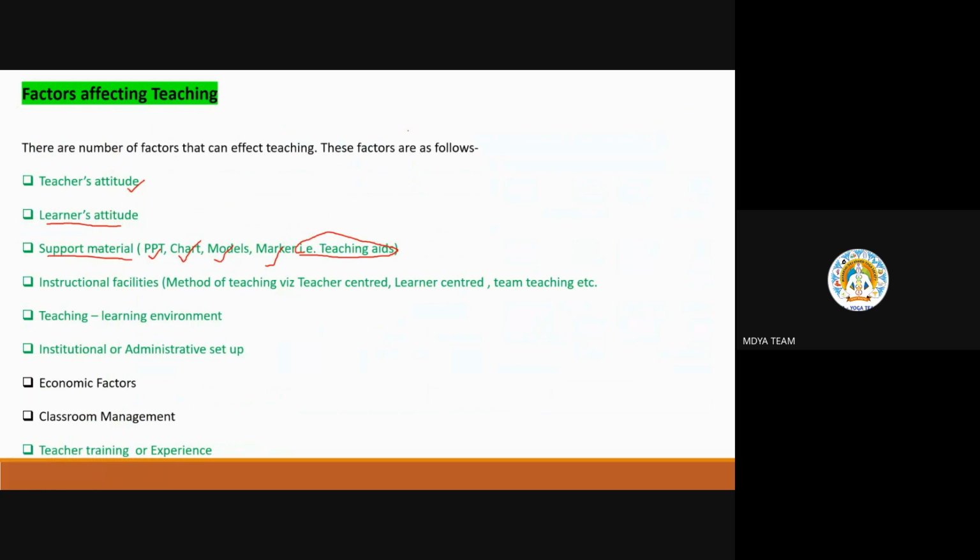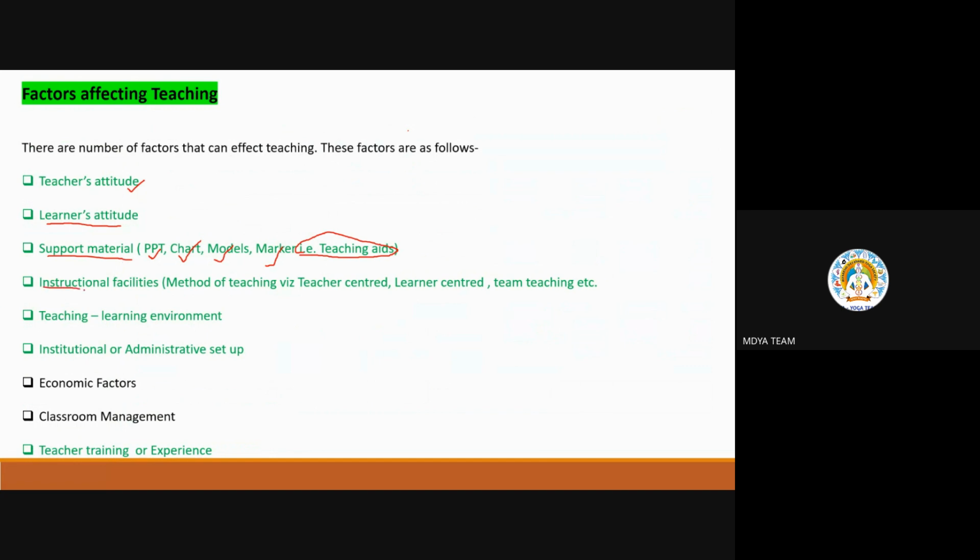So you understood how the support material can affect the class positively. The PPTs will help you engage in the class properly, to be more interested in the material that is being taught. You will be able to link to that.